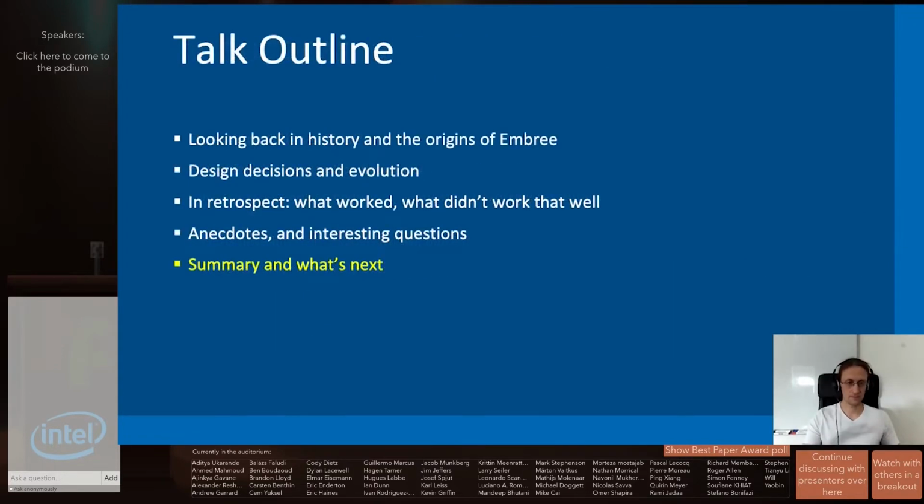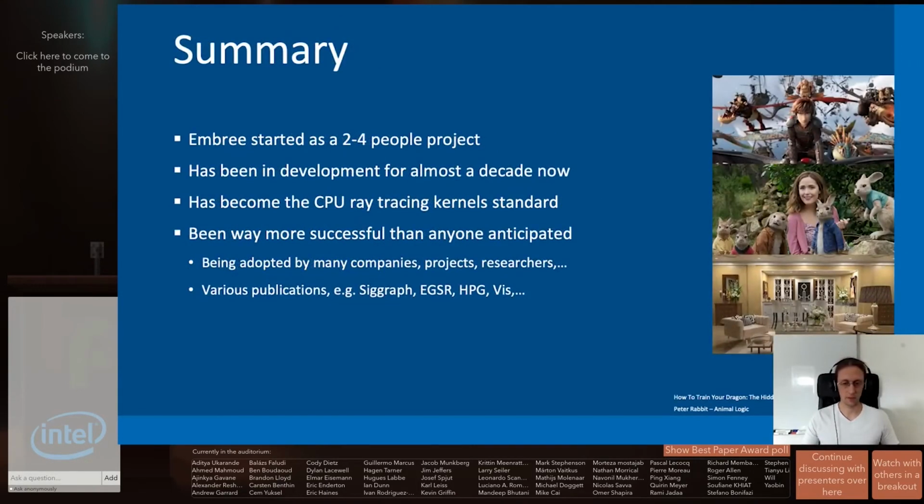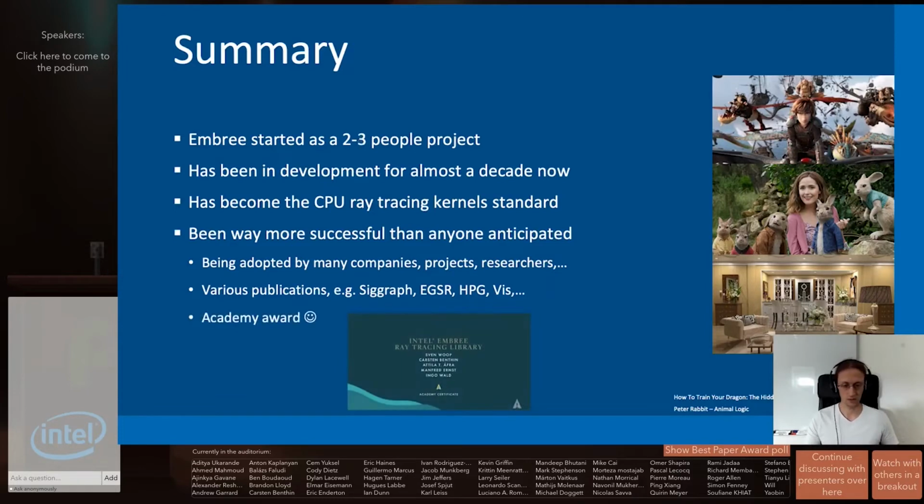Okay, so let me quickly conclude. Embree started as just a 2 to 4 people project, and it has been in development for almost a decade, and I would say it has become somewhat of the CPU ray tracing kernel standard. It has been way more successful than anyone anticipated. It's being adopted by many folks, companies, and research projects, and has been featured in various publications at top tier conferences. And probably the highlight, at least in my time on Embree, was that we got an Academy Award this year, which was simply amazing.